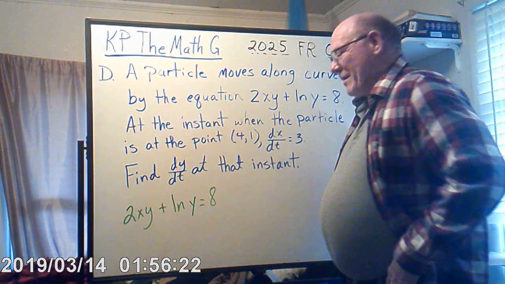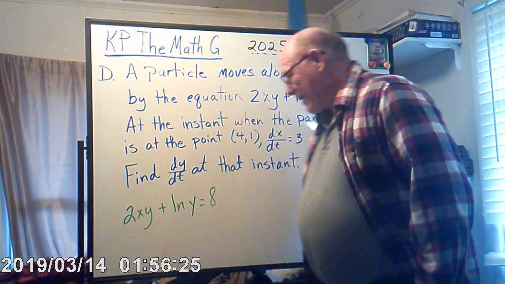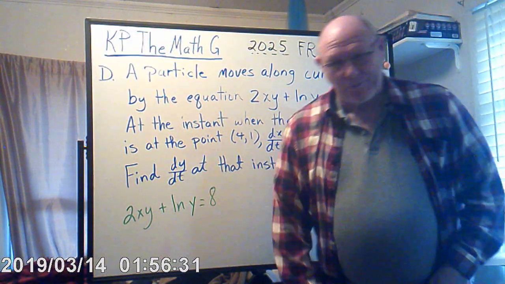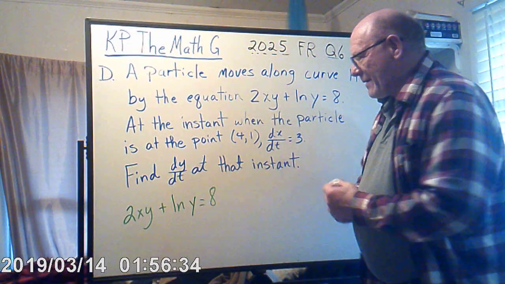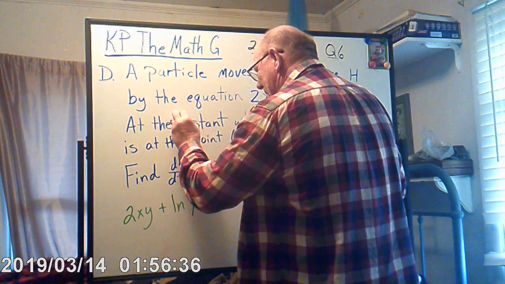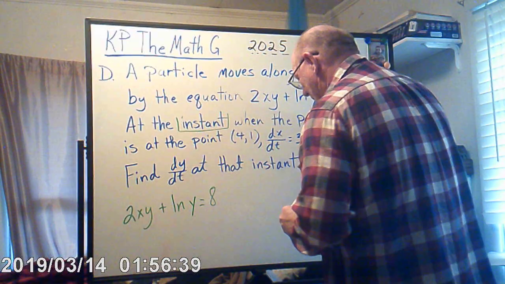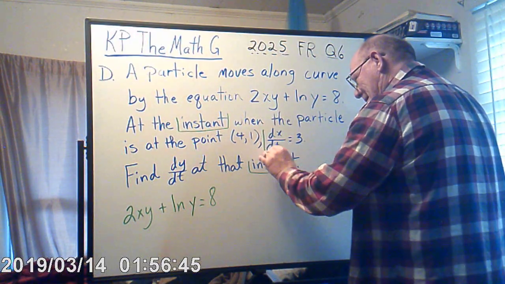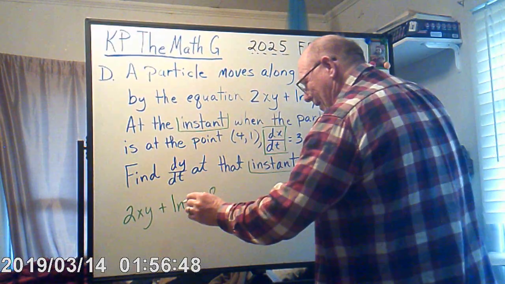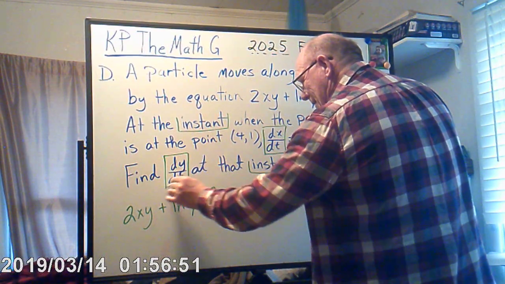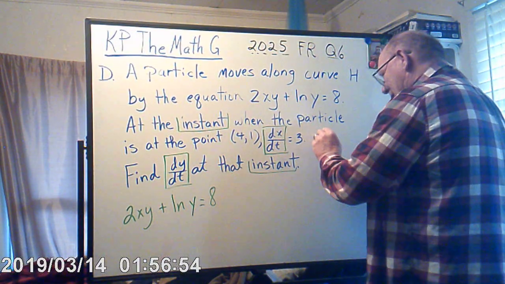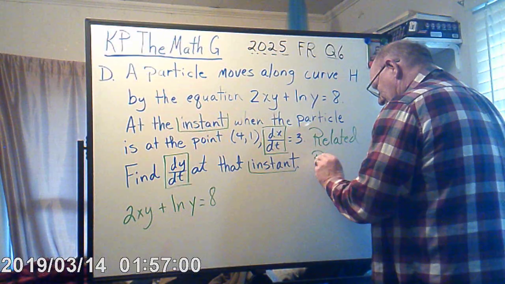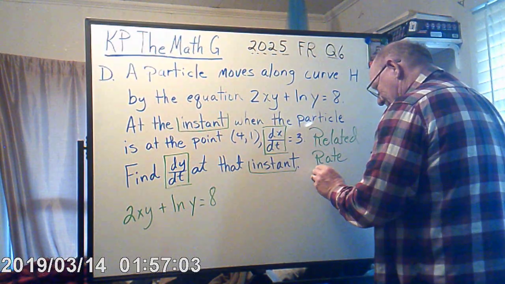Now, what do we do with this? Well, first of all, what kind of problem is this? I see the instant, and then I see dx over dt, and I'm trying to find dy over dt. That to me is a related rate. Automatically, that's what that is.